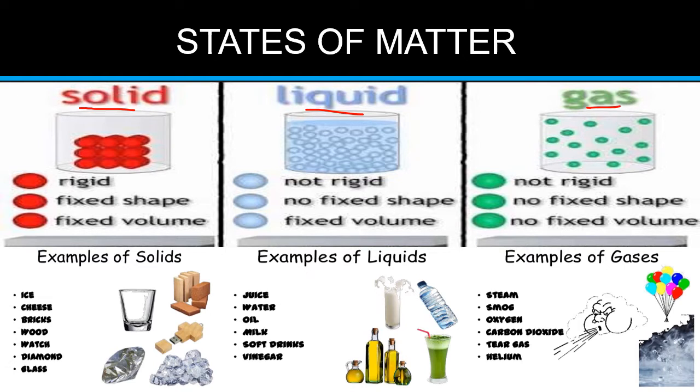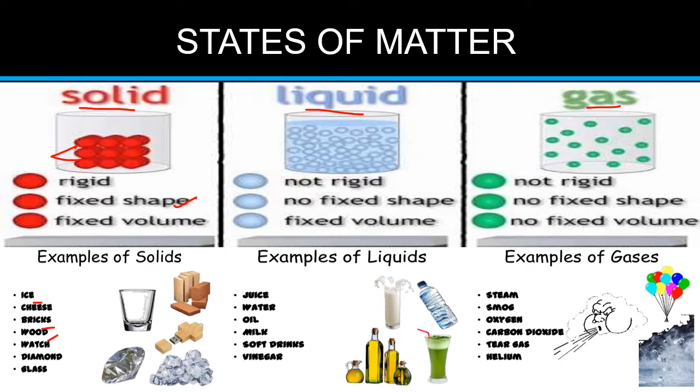Solids have a fixed shape and size, as the molecules of the solids are tightly packed. They do not have any space in between them. For example, ice, brick, wood, etc.